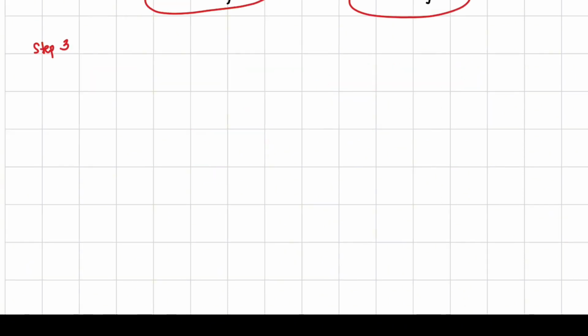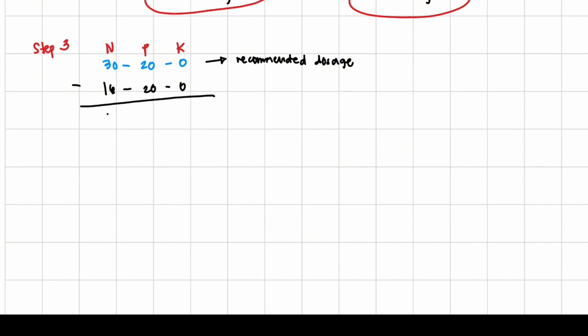Since we already computed all the fertilizer nutrients, let us see if all are satisfied by subtracting from the recommended dosage. So the recommended dosage is 30 nitrogen, 20 phosphorus, and 0 potassium minus 16 nitrogen, 20 phosphorus, and 0 potassium, and that is 14 nitrogen, 0 phosphorus, and 0 potassium. Only the phosphorus and potassium are satisfied, so let us solve the weight of the fertilizer through the nitrogen.